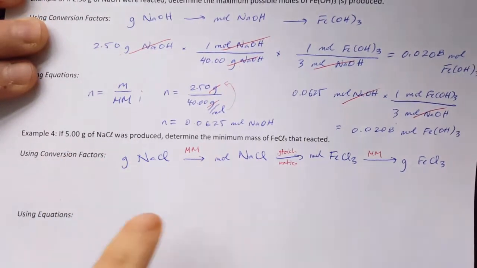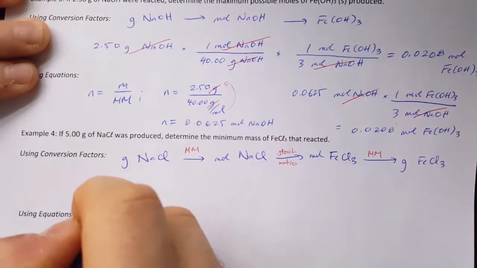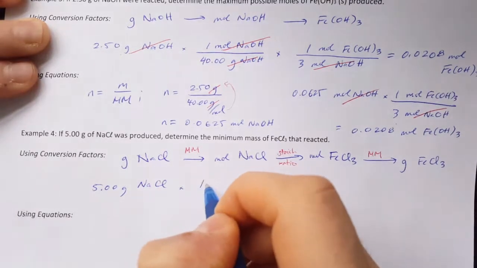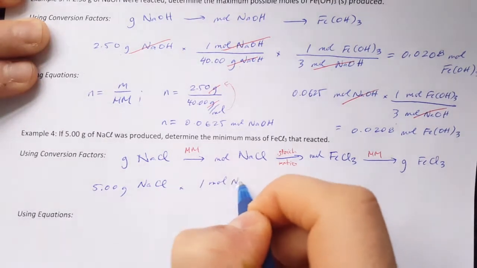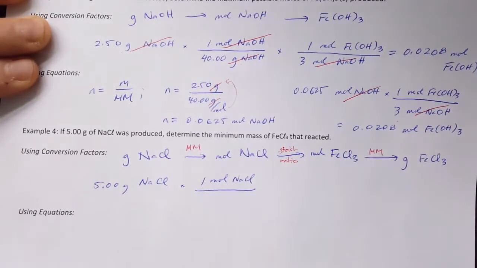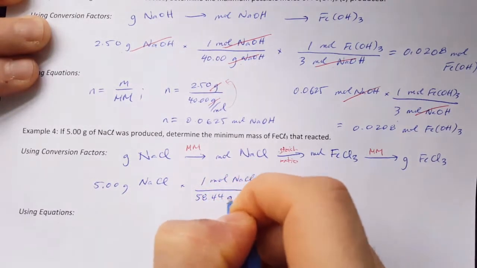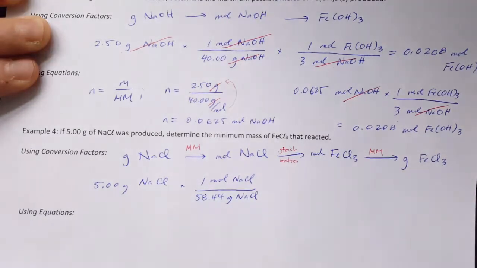And this is kind of nice because using conversion factors, it'll all be in a row. So 5 grams of sodium chloride times 1 mole of sodium chloride, all over the molar mass of sodium chloride, so that's 22.99 plus 35.45, and that gives me 58.44 grams of sodium chloride. And I can see, yep, units are going to cancel.